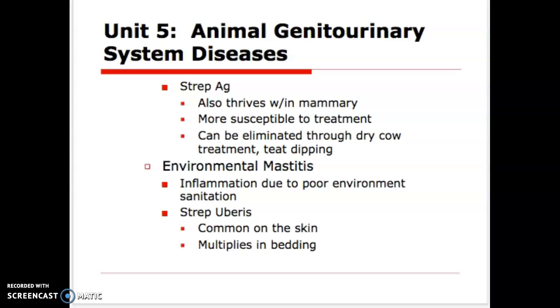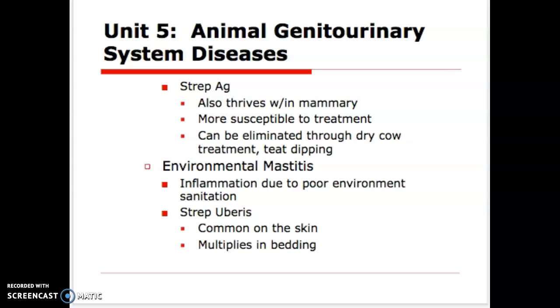Next is environmental mastitis, and these are all related to poor environmental conditions and poor environmental sanitation. Dirty stalls, a dirty parlor, dirty hands, things of that nature. And so these bugs, we'll talk about the first one here, Strep uberis, carried on your skin. So the easiest way to prevent that one is just simple teat dipping, and then wear gloves for yourself.